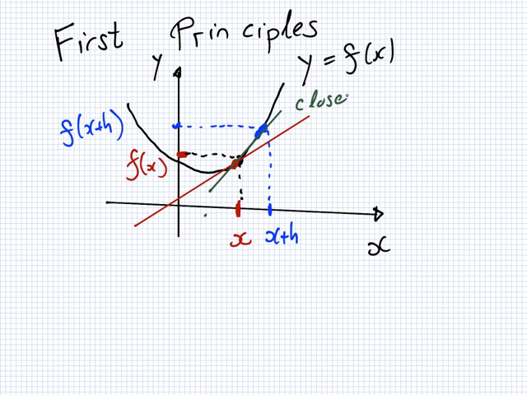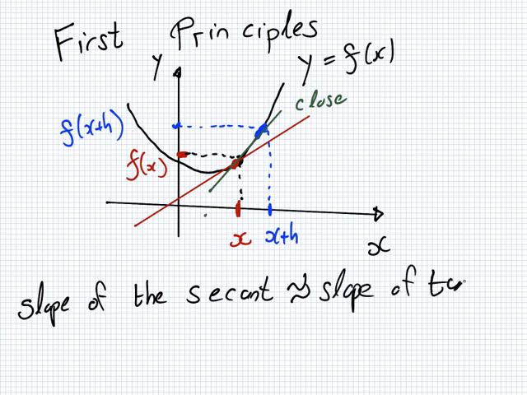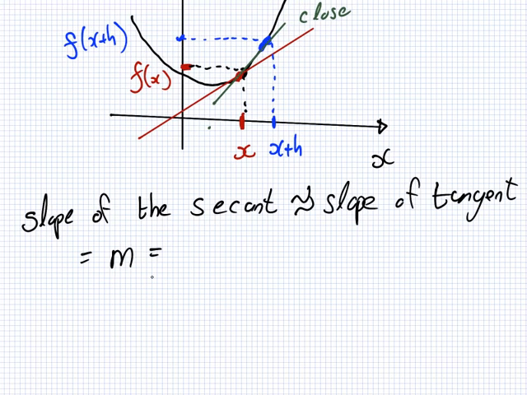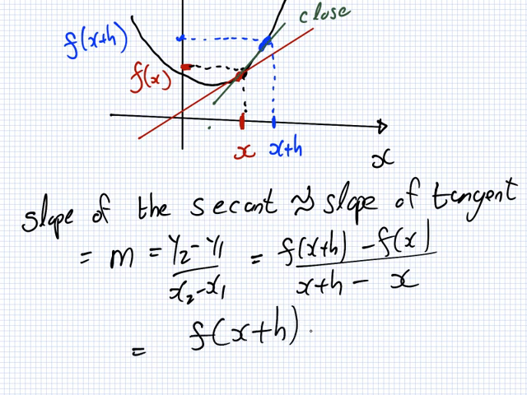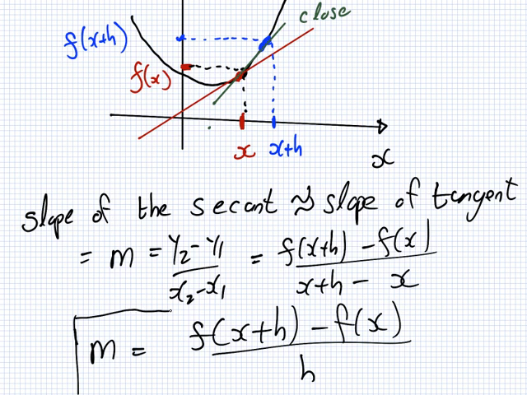So let's test what we can say here. We can say that the slope of the secant, which is roughly the slope of the tangent, but not exactly that, is equal to m, which is equal to y2 minus y1 over x2 minus x1. In my picture, that's going to be f of x plus h minus f of x over x plus h minus x. In other words, that's f of x plus h minus f of x over h. That's our first result here.